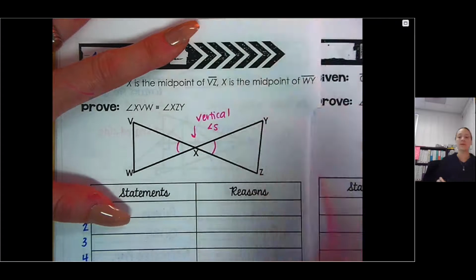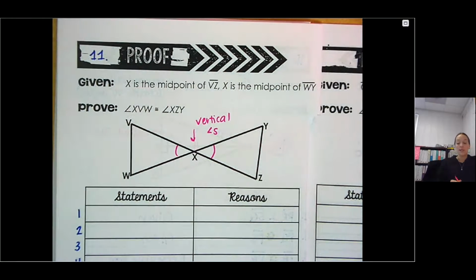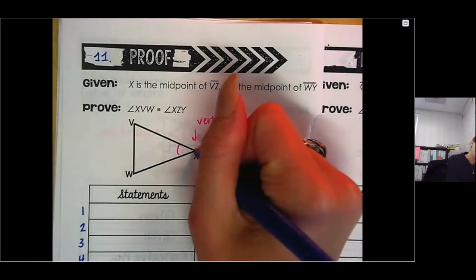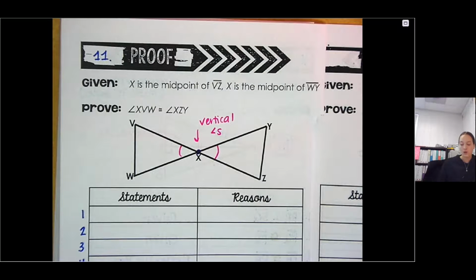Vertical angles. Okay, so we know those angles are congruent because they're vertical angles. Great. What is something else I need to mark in this picture? The midpoint. The midpoint, which is at which letter? Right at X. Okay, so what does midpoint mean? In the middle. So if you're in the middle, what does that mean about the pieces that are left over?